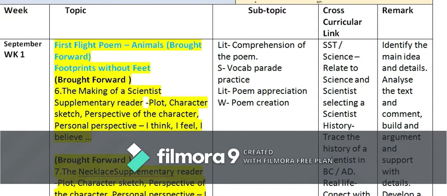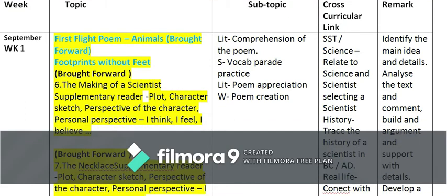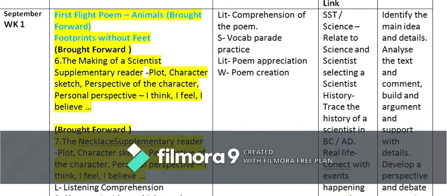From First Flight we have the poem Animals. One of the videos has already been uploaded regarding that. We are beginning with this topic on day 1 of our reporting back. Then we have Footprints Without Feet. From this book we have two topics that we have brought forward.